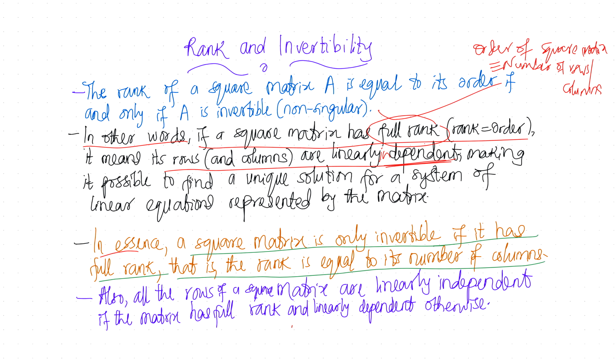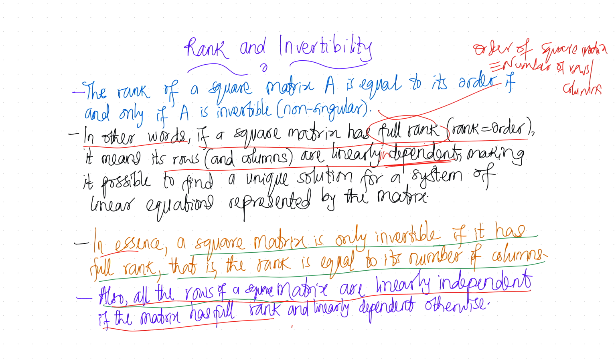If the rank is less than the number of columns, then you can say that the rank of that matrix is not full. It doesn't have full rank in that case. Also, all the rows of a square matrix are linearly independent if the matrix has full rank. That's what I've just said. And they are linearly dependent otherwise.